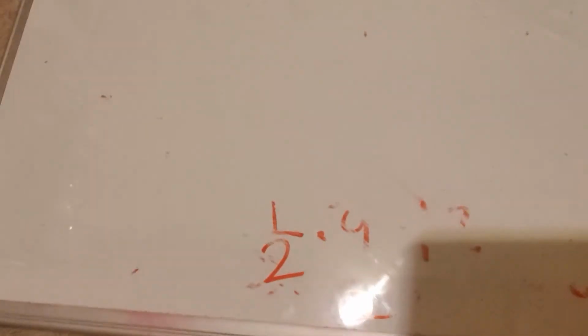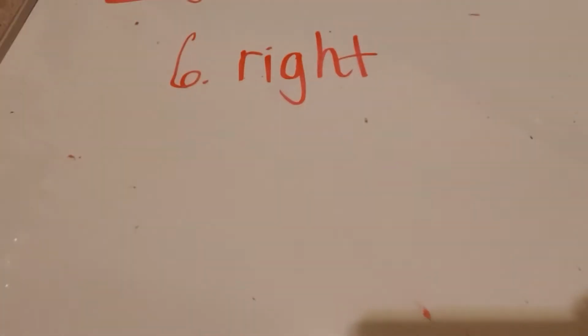Let's see, number 6. Of that triangle, what type of triangle is that? Well, think about it. If a triangle has one right angle, it is called a right triangle.